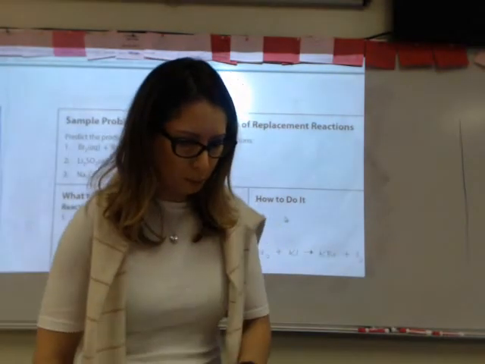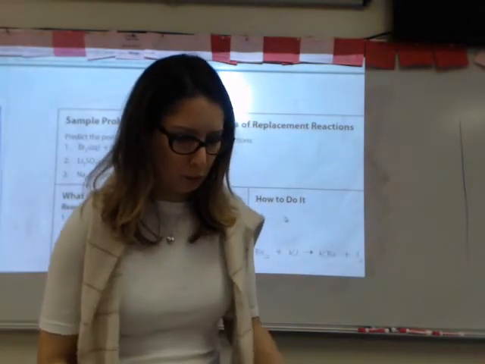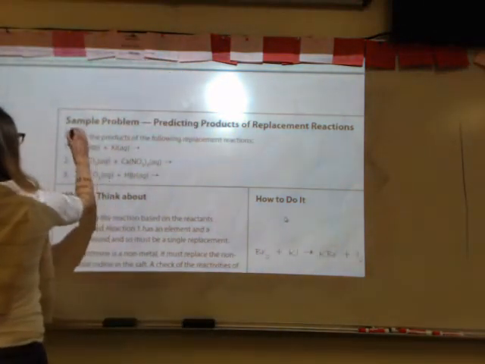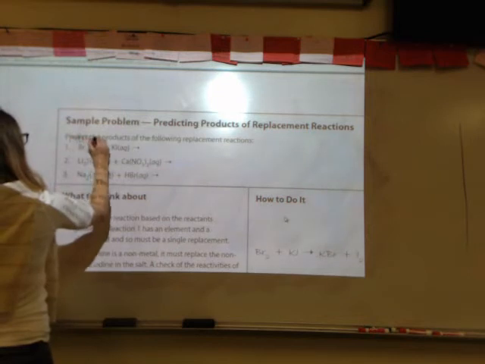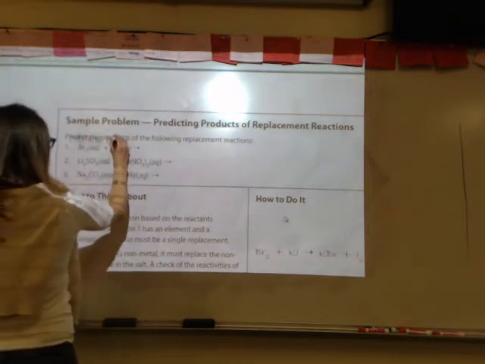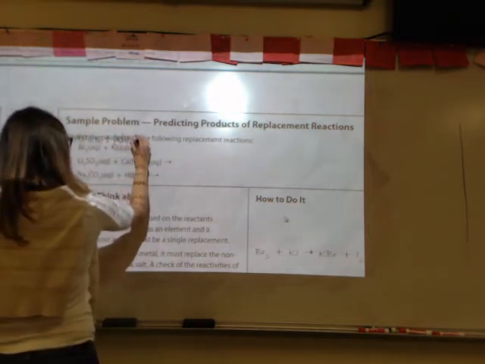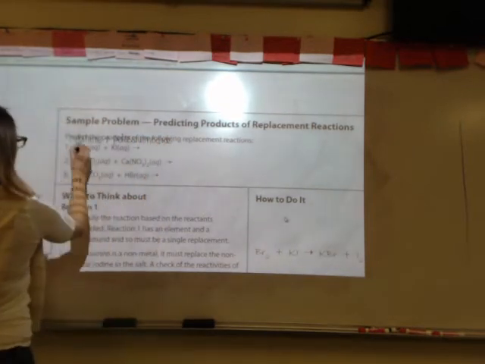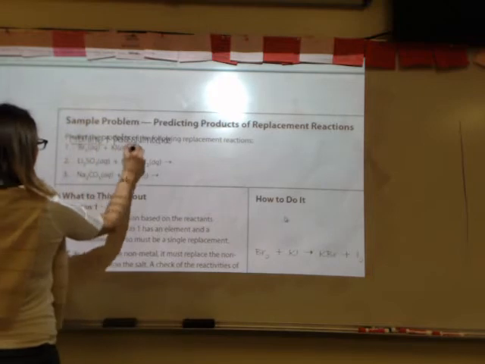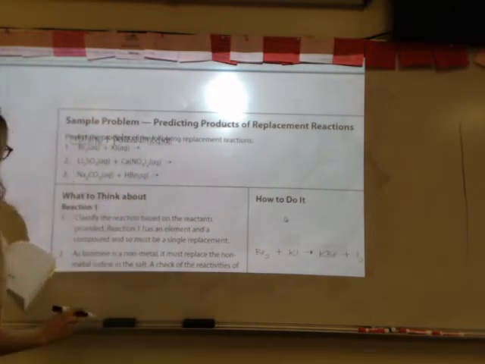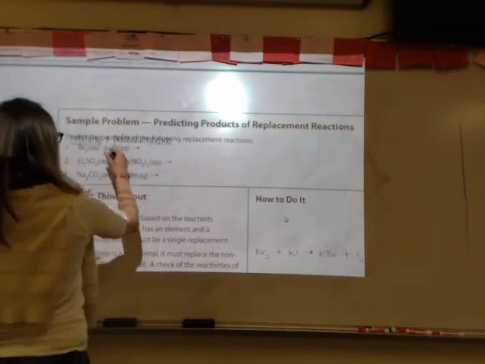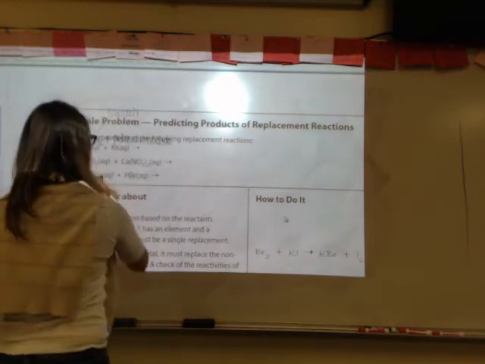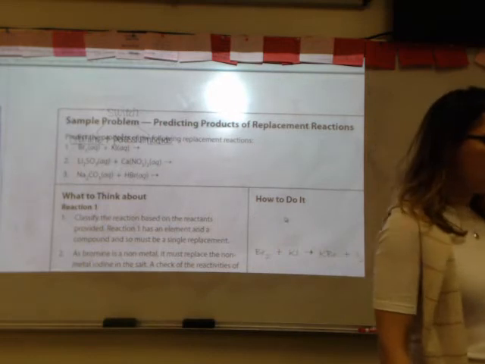Here we are predicting the products of the following replacement reactions. So I have bromine combining with potassium iodide. Bromine is a nonmetal. This is a single replacement reaction, so the bromine and the iodine are the ones that are going to switch places. When they switch places, you're going to end up forming potassium.